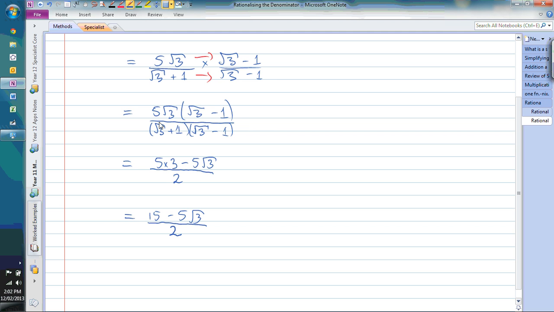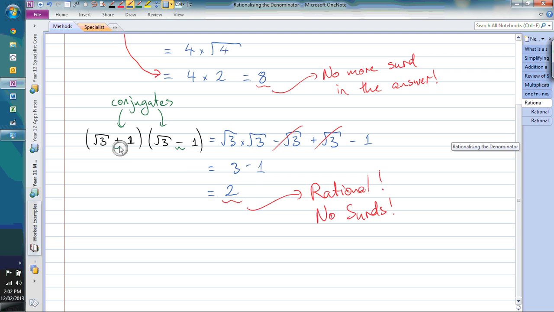So, to go through that again, this top part we expanded. 5 root 3 times root 3 was 5 times 3. 5 root 3 times minus 1 was negative 5 root 3. And the bottom we said expanded to give me 2. If you wanted to see exactly that being done, have a look at the first video that I did. We have already expanded that result. Got the answer as 2.